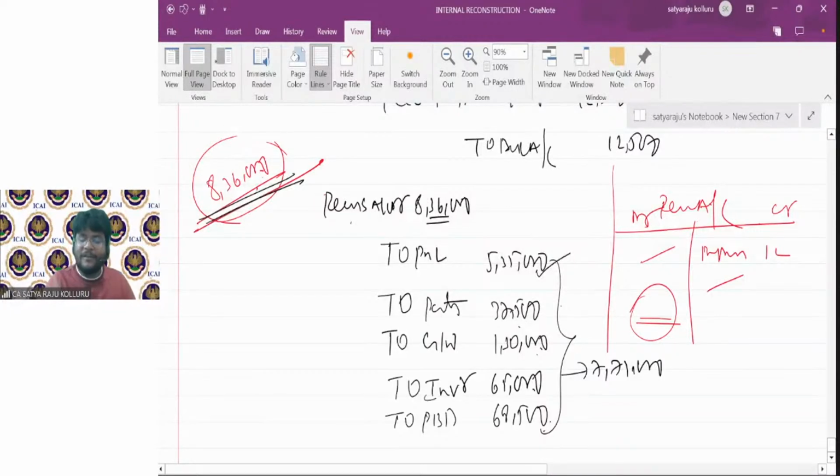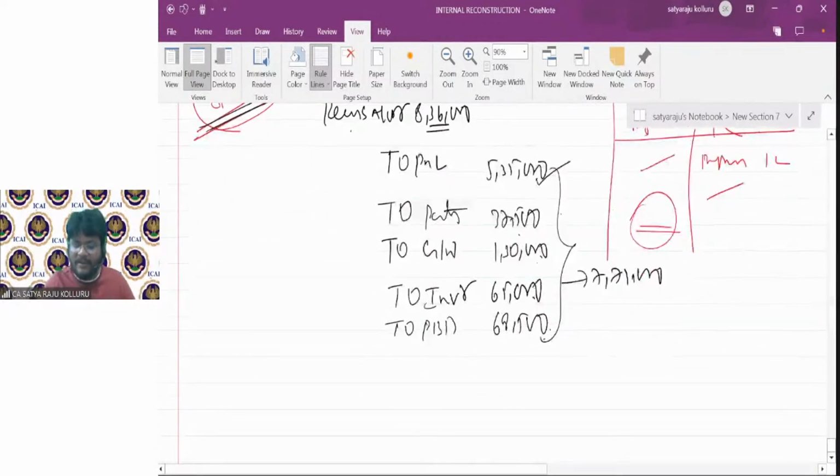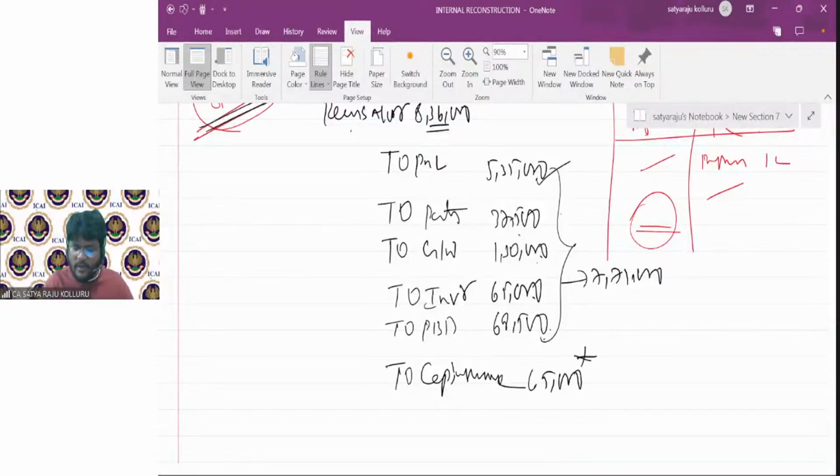So still we are having a certain balance under reconstruction account. That balance I should transfer to capital reserve account. What is the balance? 8,36,000 minus 7,71,000. The balance of 65,000 I should transfer to capital reserve. That is the problem.